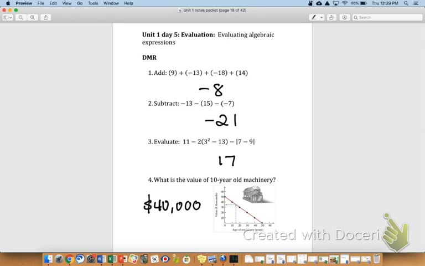Pretty proud right now. Got a 20 up here, $20. It's $20. It's 21.25.